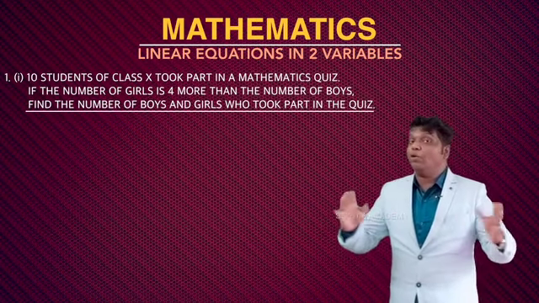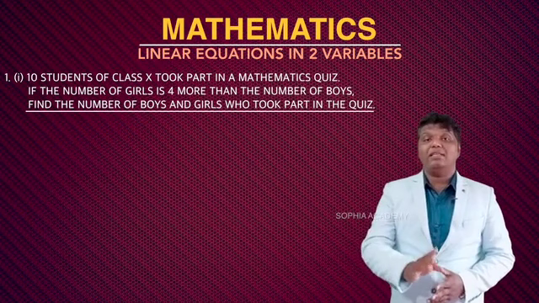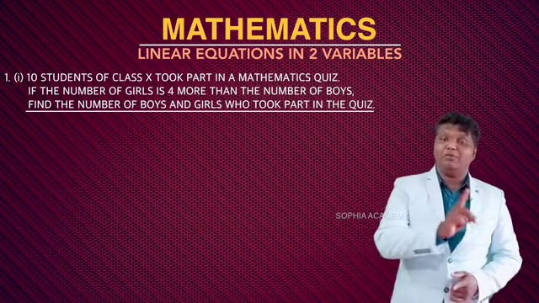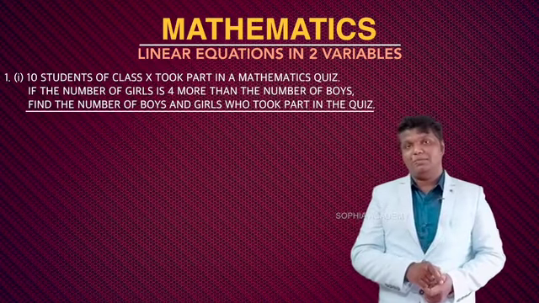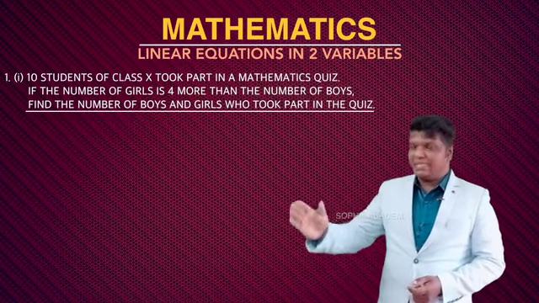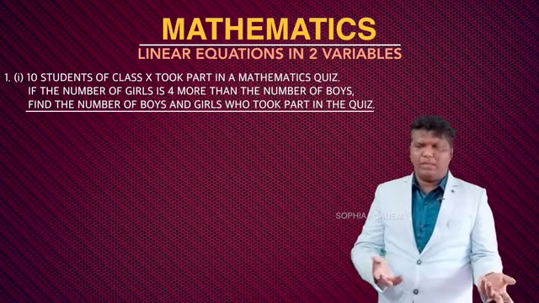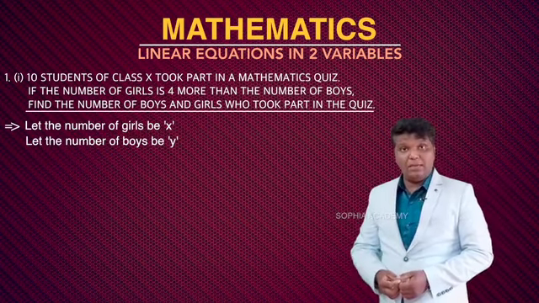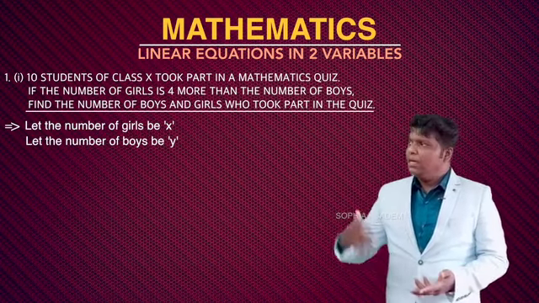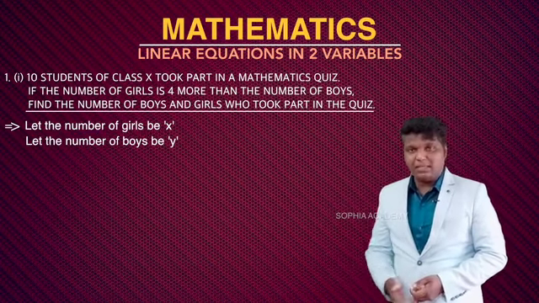10 students means all together there are 10 students. You have to find the total number of boys and the total number of girls. There are two unknown quantities that you have to find out. So we will take them as x and y. What is x and what is y? Let us simply take, let the number of girls be x and let the number of boys be y. Okay, we took it like this. Number of girls is x and number of boys is y.